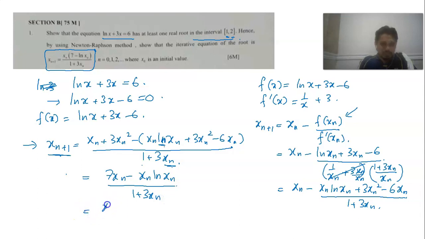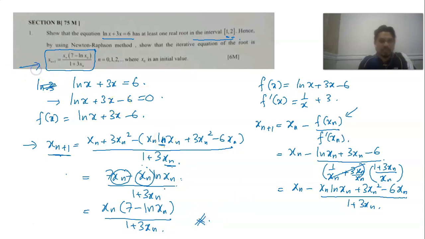So that it is x_n, this one here, and also not this. Not this one here, sorry, I made a mistake there. And this. Okay, so x_n times 7 minus natural log of x_n divided by 1 plus 3x_n. Okay, there you go. Exactly the same as this one.